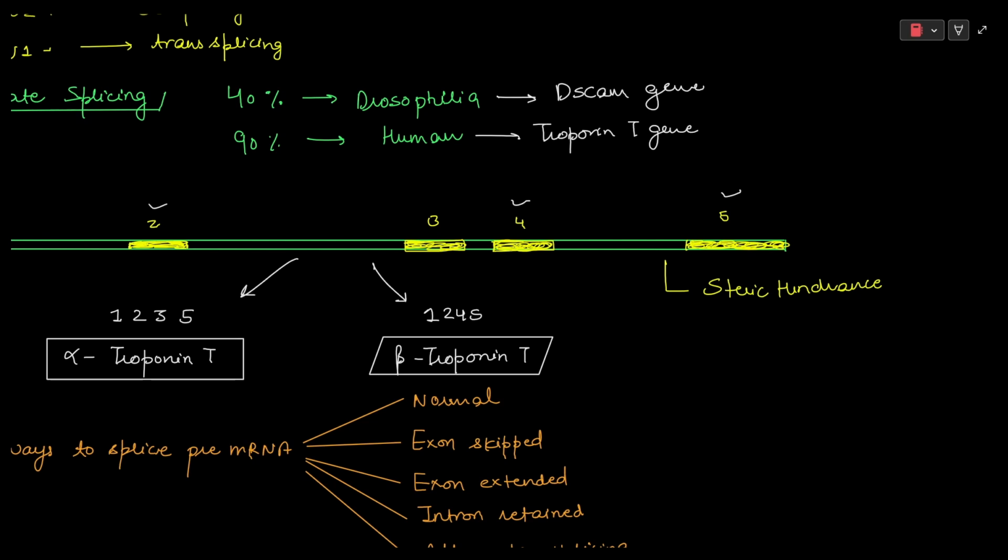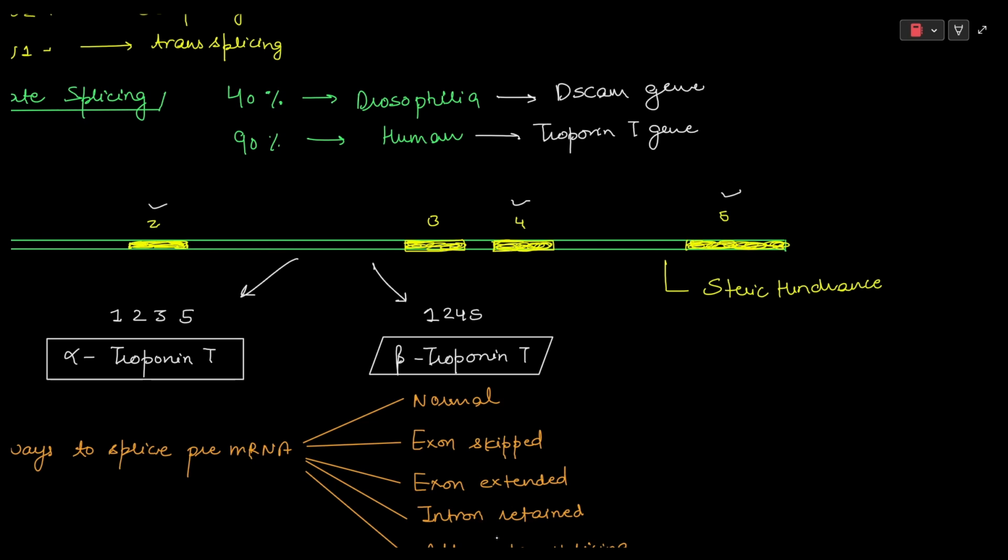Now you have to understand this occurs due to the relative positions of the splice sites. As you can see, this is the 5' splice site and this is the 3' splice site. They are so close together that it is too small to accommodate both splicing machineries, one that recognizes the 5' splice site and the other that recognizes the 3' splice site.